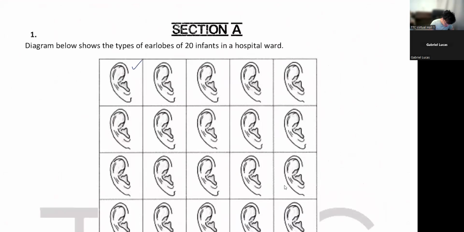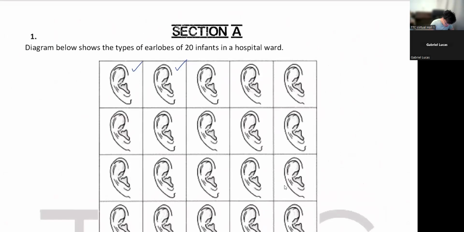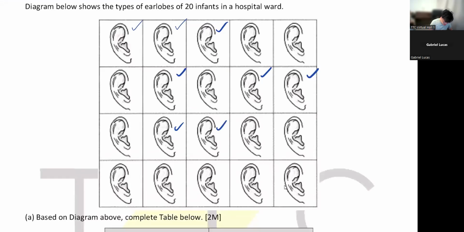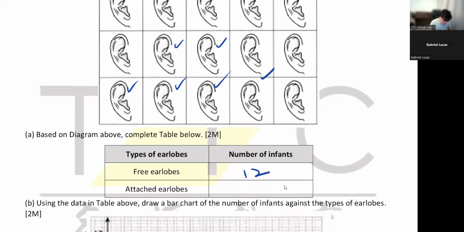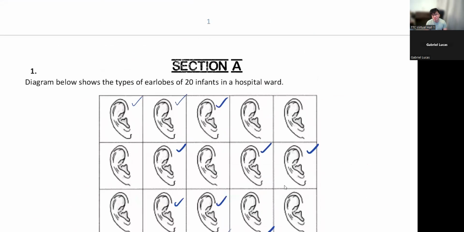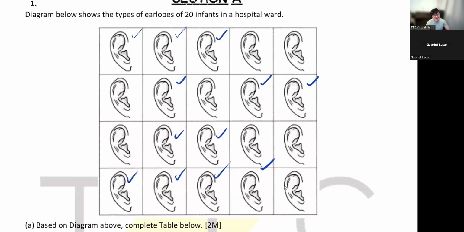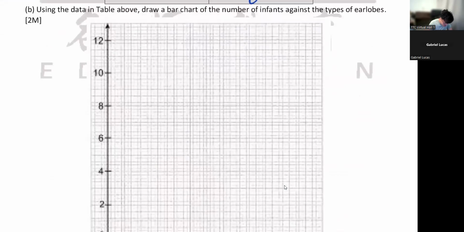We have 1, 2, 3, 4, 5, 6, 7, 8, 9, 10, 11, 12. So there's 12 free earlobes here, and the rest, 8 of them, are attached. All right, so usually your first question of a paper 2, the typical paper 2 section A question, will look like this. If it's ever that easy, then you got yourself a good deal here.